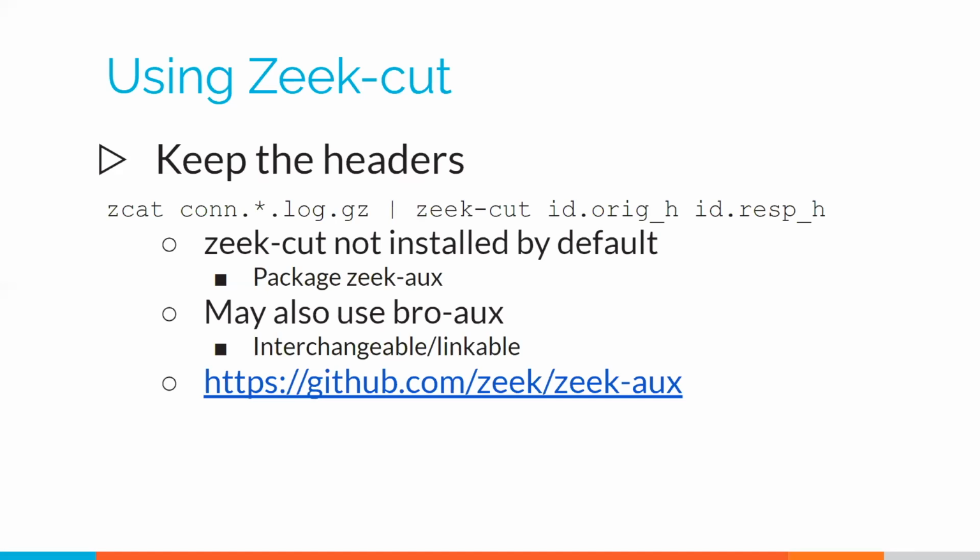Zeek Cut is not included by default when you install the Zeek package. It's usually included in a package called Zeek-aux. So if you don't have this on your system right now, try using apt install zeek-aux or yum install zeek-aux. See if that's available.